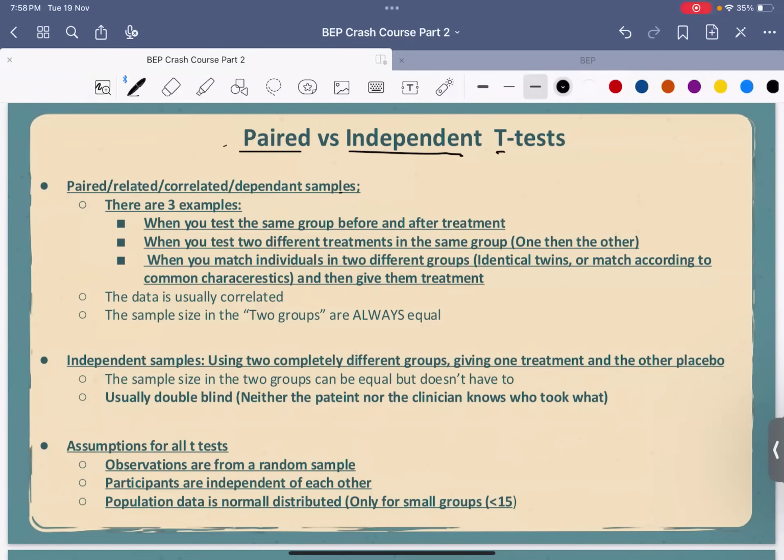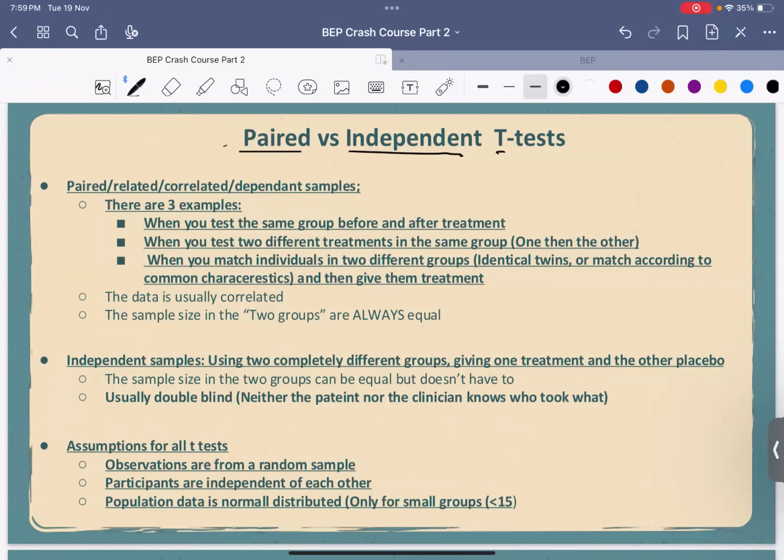Now, there are three examples when you have paired, related, correlated, or dependent samples. This simply means that you are testing the same group, the same people. You obtain one sample and you do the test on this sample only. You're not comparing two groups together. You're comparing one group and two different treatments. And so we have three cases where we can call it paired or related or correlated or dependent.